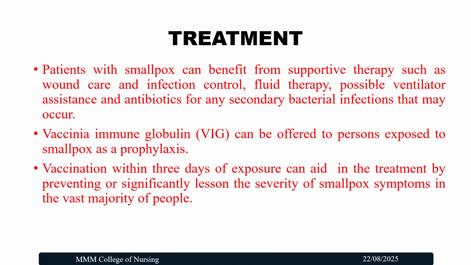Coming to the treatment. The patient with smallpox can benefit from supportive therapy such as wound care and infection control, fluid therapy, possible ventilator assistance, and antibiotics for any secondary bacterial infections that may occur. Vaccine immune globulin can be offered to persons exposed to smallpox as prophylaxis. Vaccination within 3 days of exposure can aid in the treatment by preventing or significantly lessening the severity of smallpox symptoms in the vast majority of people.